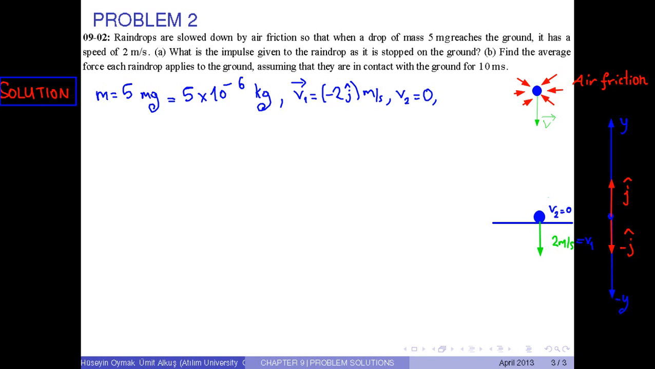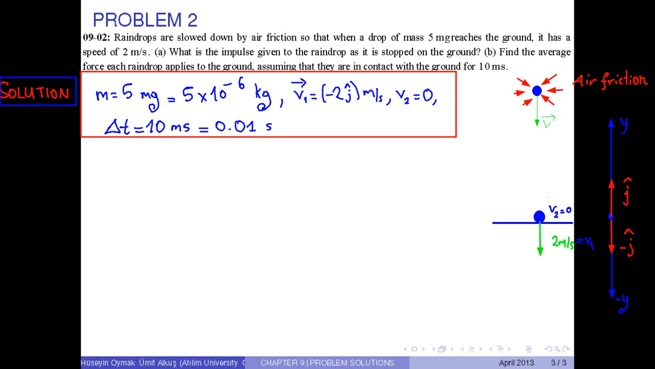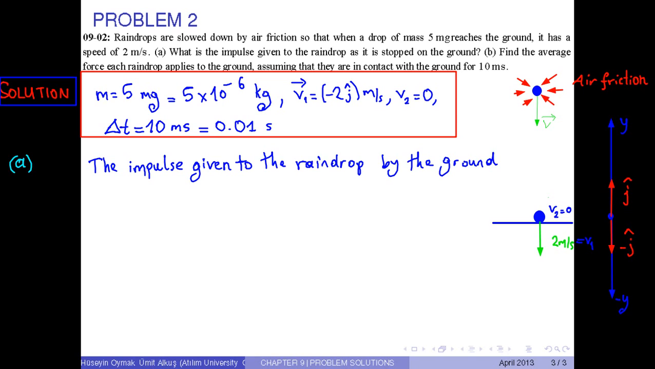The velocity of the raindrop as it is stopped on the ground is just 0, and the contact duration of each raindrop with the ground is 10 milliseconds, which is again in non-SI units. Therefore, it is converted to the SI unit for time as 0.01 seconds.